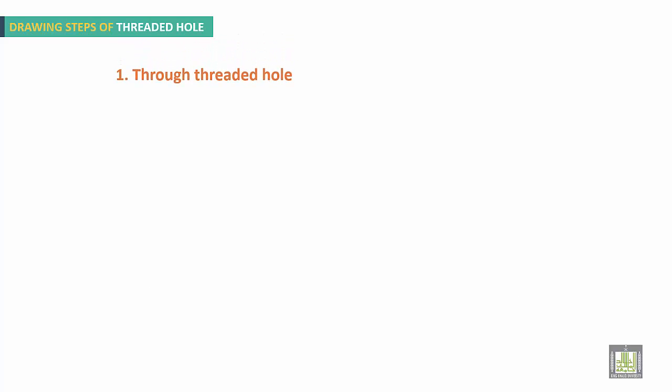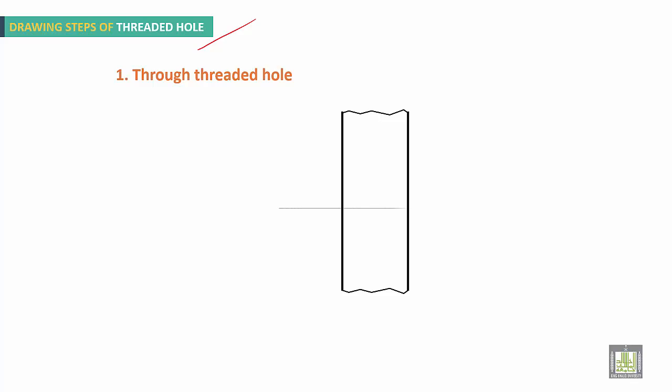Drawing steps of threaded hole. Through threaded hole. Center line. You have the major diameter. You have the minor diameter. Draw a root. It is a dashed line. Draw the crest. It is a dashed line too. This is the center line.